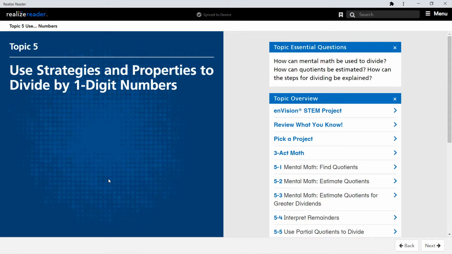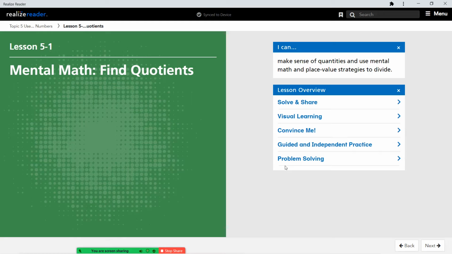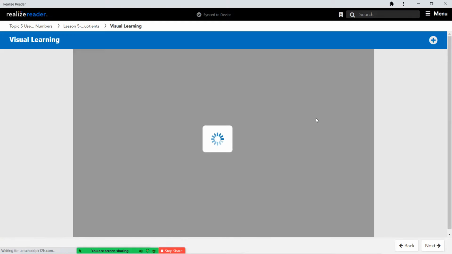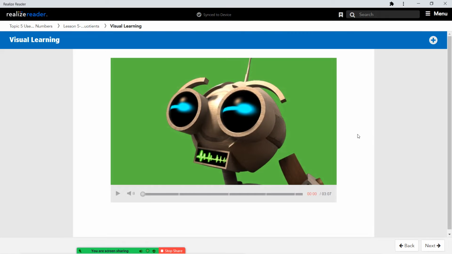For this topic, we're going to use different strategies and properties to divide by one-digit numbers. So for our first lesson, 5-1, we're going to talk about using mental math strategies to find quotients. Now remember, quotients are the answer to a division problem. Let's take a look at our short video and then go over our notes together.